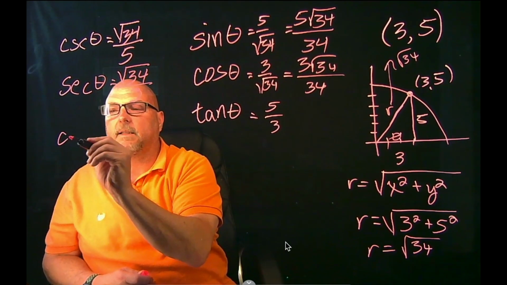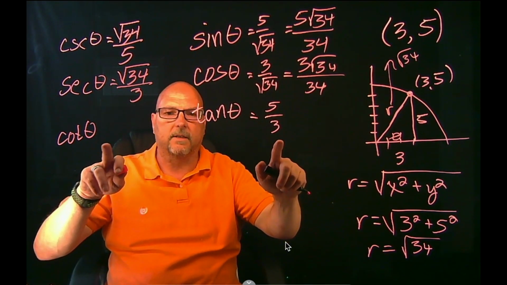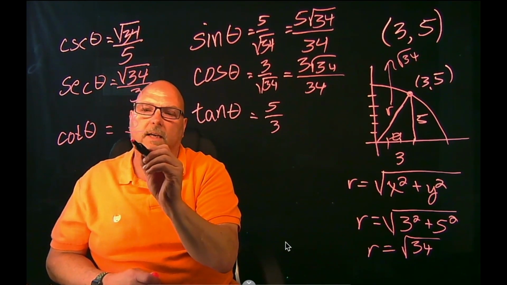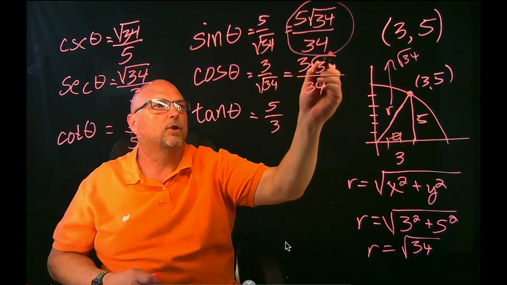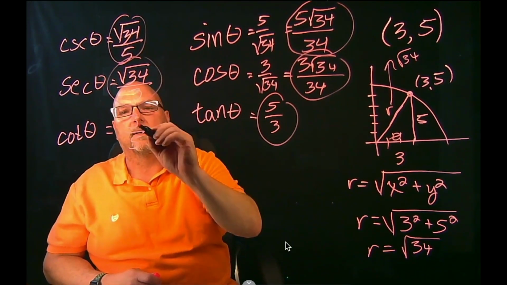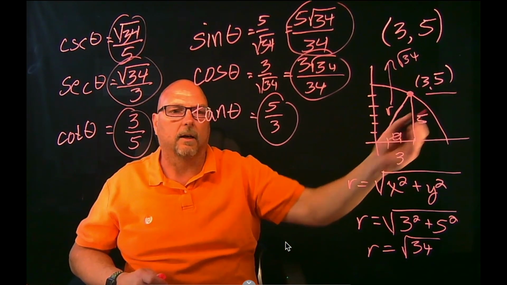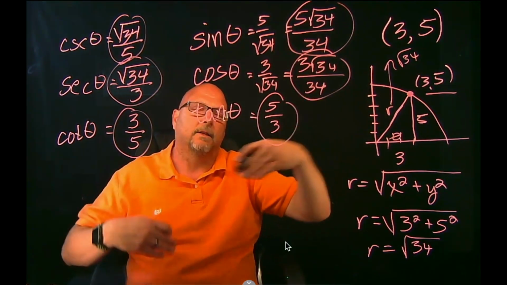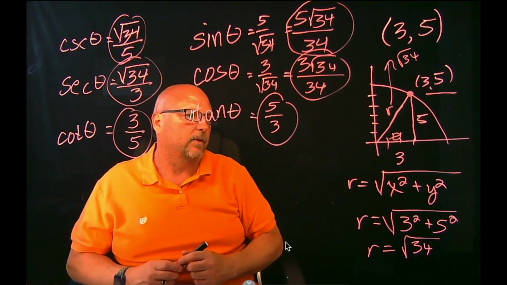And then last but not least, you would have cotangent of theta, which is the reciprocal of this. There's no radicals in that, so I'm just going to reciprocate it and say it's 3/5. So there we have 1, 2, 3, 4, 5, 6. Those are the 6 trig functions associated with this terminal point of (3, 5). So it's in quadrant 1. Everything's positive in quadrant 1. So that's all we would have to do.